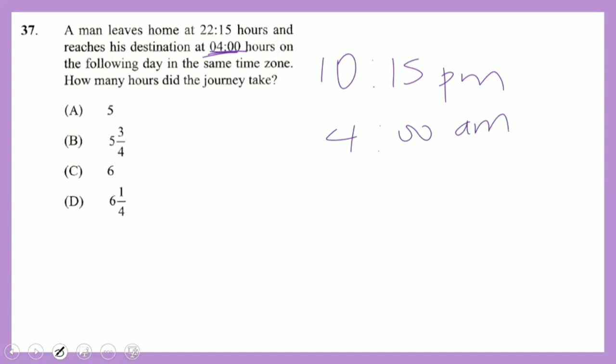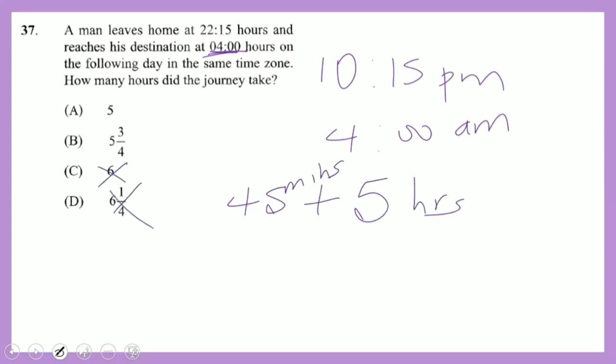You simply match up that. If you even do it on your fingers, from 10:15 to 11 o'clock, that's 45 minutes. And then from 11 o'clock to 4 o'clock in the morning, that's 5 more hours. So 45 minutes, 5 hours. You realize that it is 5 hours and something. 45 minutes is the same as 3/4 hours. So definitely this is our answer.